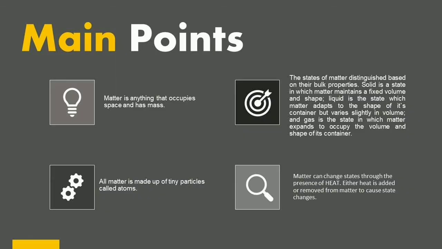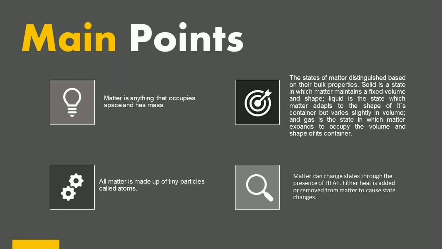To conclude, matter is anything that occupies space and has mass. All matter is made up of tiny particles called atoms, and the three basic states of matter are solid, liquid, and gas. They can be distinguished based on their bulk properties, whereas solid is a state in which matter maintains a fixed volume and shape. Liquid is the state in which matter adapts to the shape of its container but varies slightly in volume, and gas is the state in which matter expands to occupy the volume and shape of its container.